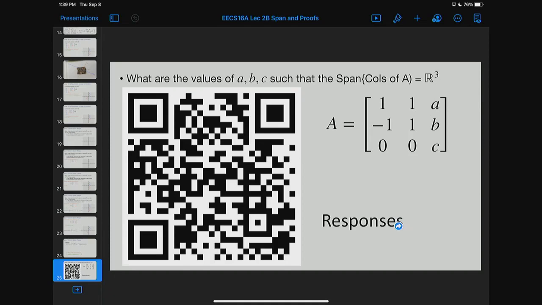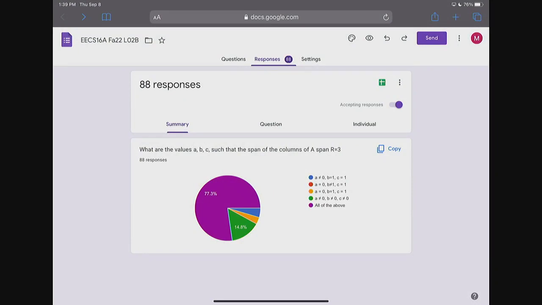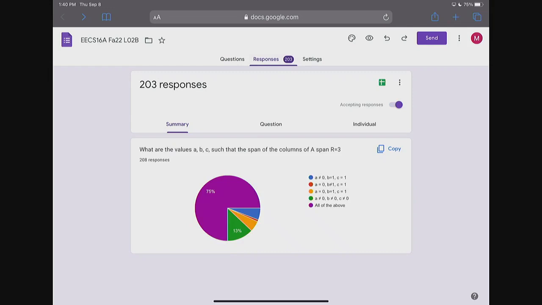Okay, take a picture and fill in your results. 20 seconds. Ready? Oh, you haven't filled it in. Come on, do it. 116. Come on, you could do it. There's only 150 of you. 169. Okay, there you go. Now 75% say all of the above, before it was 49.